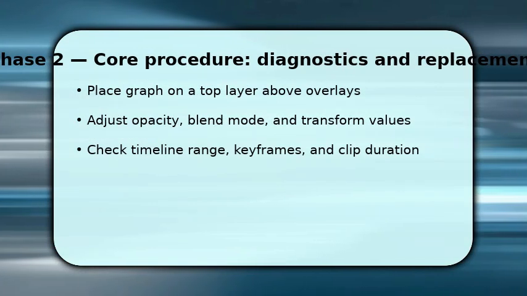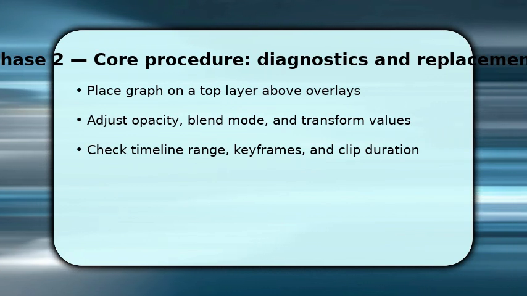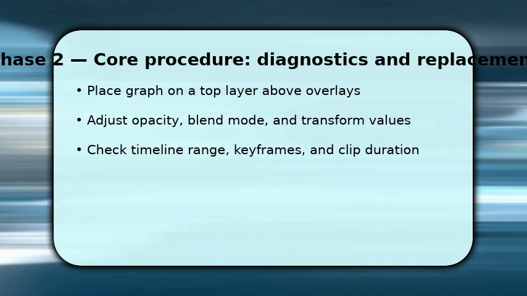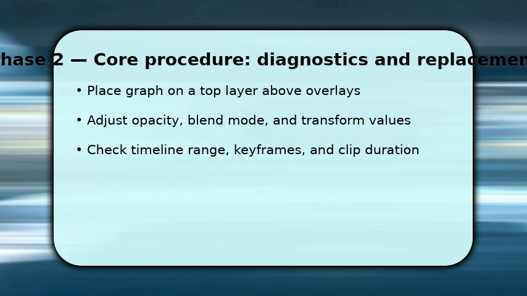Next, you arrange the graph on the timeline. Drag it to a top layer so overlays don't cover it, and expand the clip to the intended duration. Then, inspect opacity and blending. Set opacity to 100% and use normal blend to eliminate unintended transparency. Make sure any transform scale or position values haven't moved the graph off-screen. Also, scan keyframes. A stray position keyframe can hide the graph, so delete or correct them.